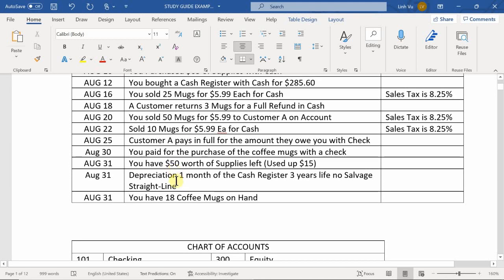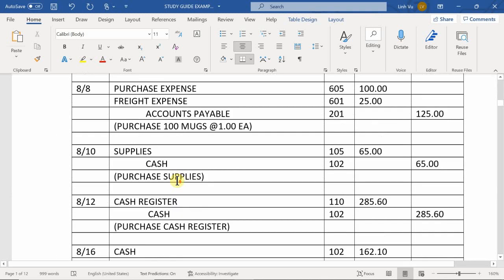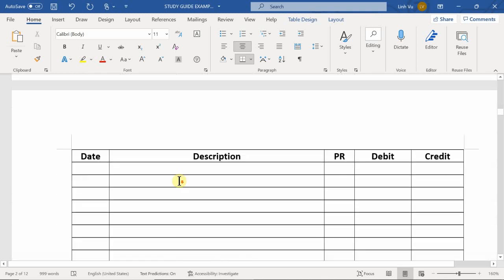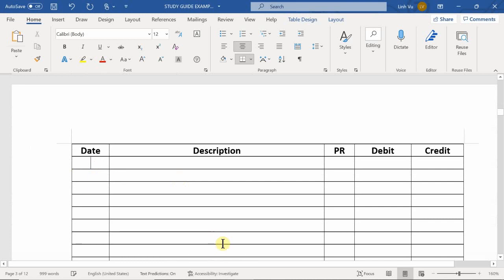So what happened next? We are on the 22nd. We sold 10 mugs at 5.99 each for cash. Sales, sorry, cash. We increase the cash. Okay, so we got cash and we have sales. And I'm sure that we have a sales tax too, right? Yes.